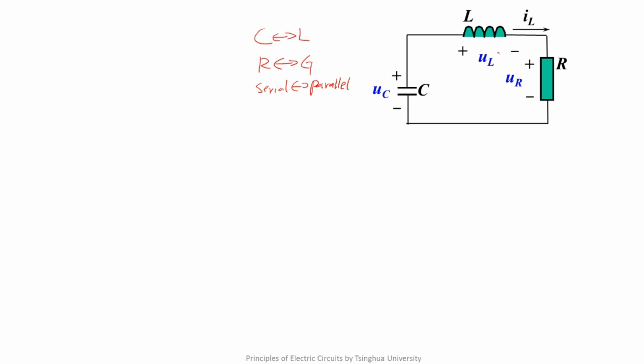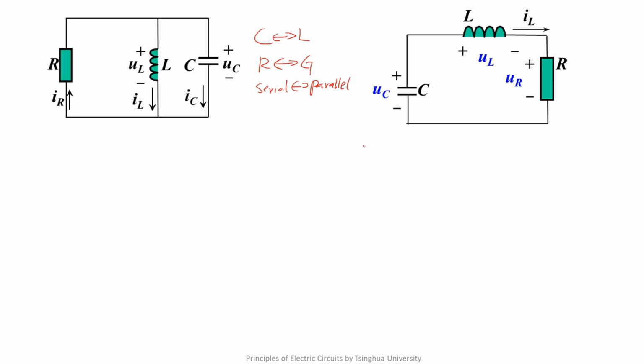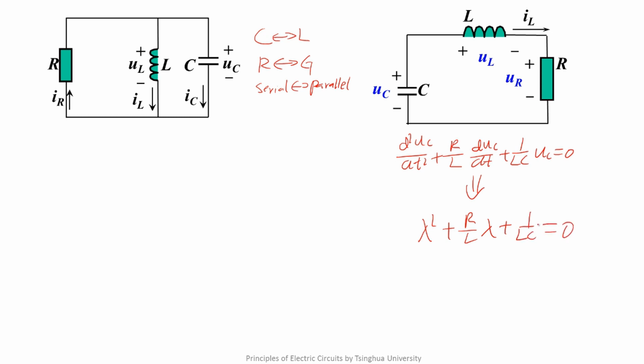So the RLC serial second-order circuit and the RLC parallel second-order circuit have a dual relationship. We might as well write the circuit equations and characteristic equations of these two circuits. For RLC serial circuits, as we discussed in lecture 55, the equation with UC as variable is d squared UC over dt squared plus R over L times dUC over dt plus 1 over LC times UC equals 0. Its characteristic equation is lambda squared plus R over L times lambda plus 1 over LC equals 0.